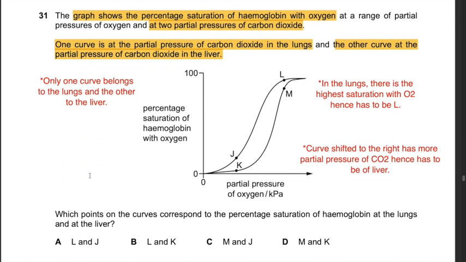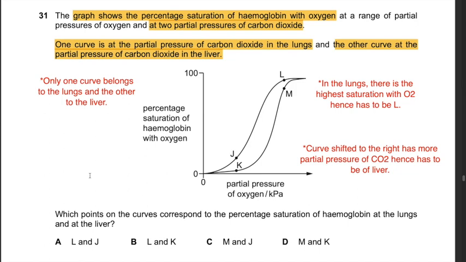Question 31. The graph shows a percentage saturation of hemoglobin with oxygen at a range of partial pressures of oxygen and at 2 partial pressures of carbon dioxide. One curve is at the partial pressure of carbon dioxide in the lungs and the other curve at the partial pressure of carbon dioxide in the liver. Which points on the curves correspond to the percentage saturation of hemoglobin at the lungs and at the liver? Now remember, only one curve belongs to the lungs and the other to the liver.